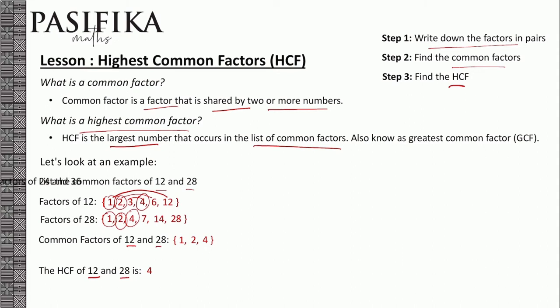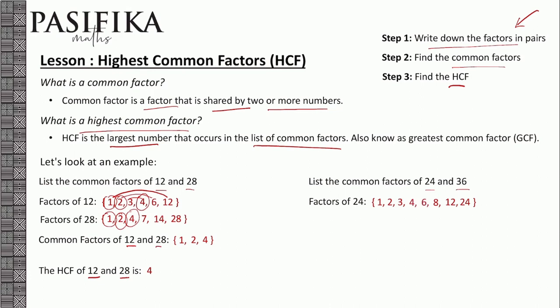Let's look at one more example. List the common factors of 24 and 36. Remember, the first thing we need to do is write down the factors in pairs. So factors of 24: 1 and 24, 2 and 12, 3 and 8, 4 and 6. The next thing I'm going to do is write the factors of 36. 1 and 36, 2 and 18, 3 and 12, 4 and 9, and 6 are the factors of 36.